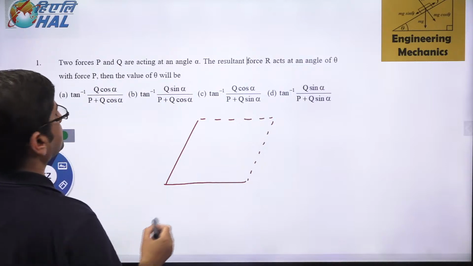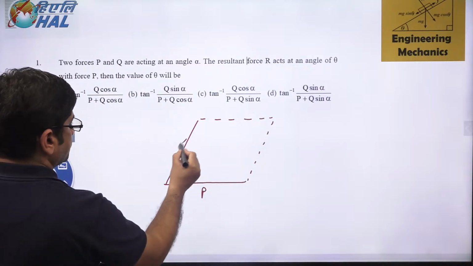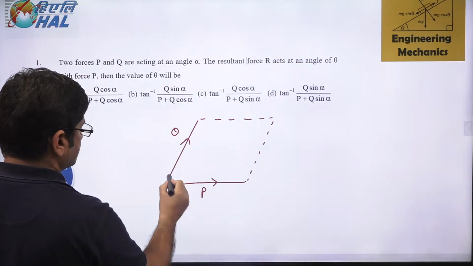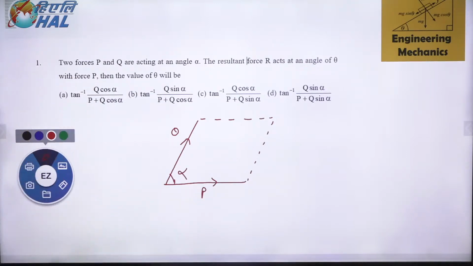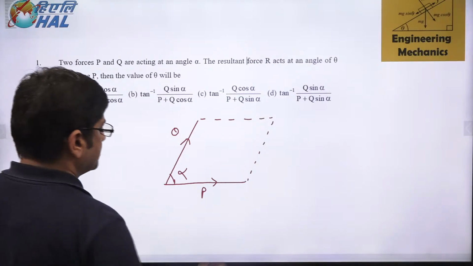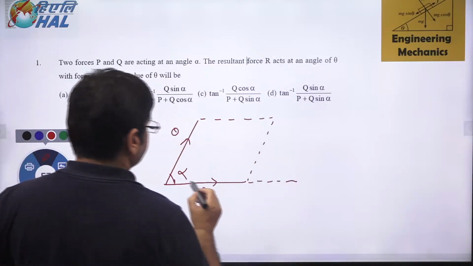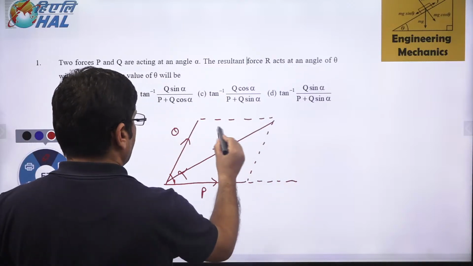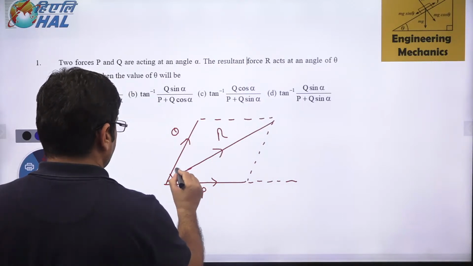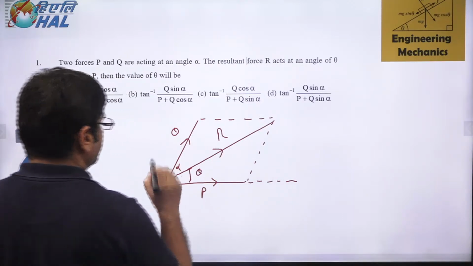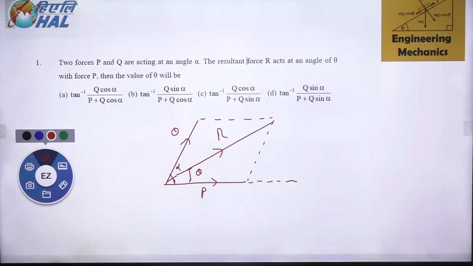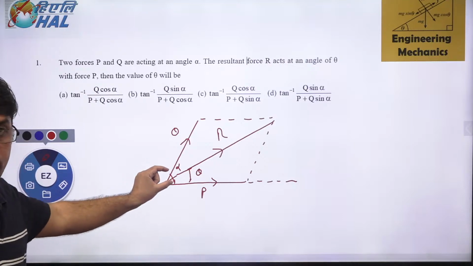So let's say this particular force is P, this force is Q, and this angle is alpha between the two. There are two forces at an angle alpha, and the resultant is acting at an angle theta with force P. So let us say this is the line of action, and this is the resultant R. Now this total angle is alpha, but this angle is theta. So don't get confused between Q and theta. There are two forces P and Q, and the angle between the two forces is alpha.